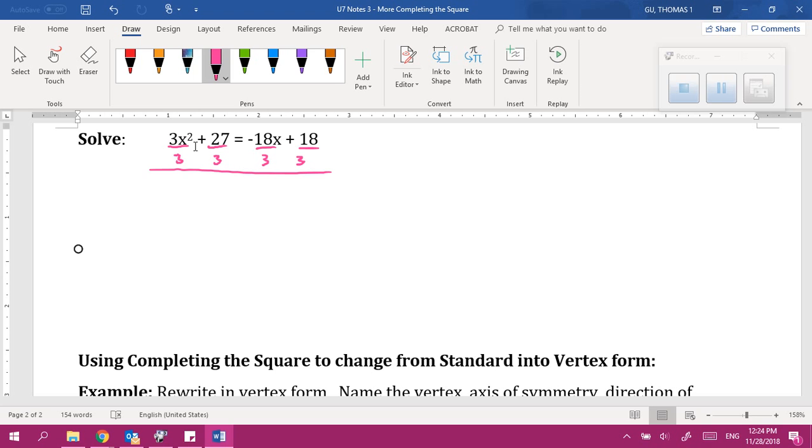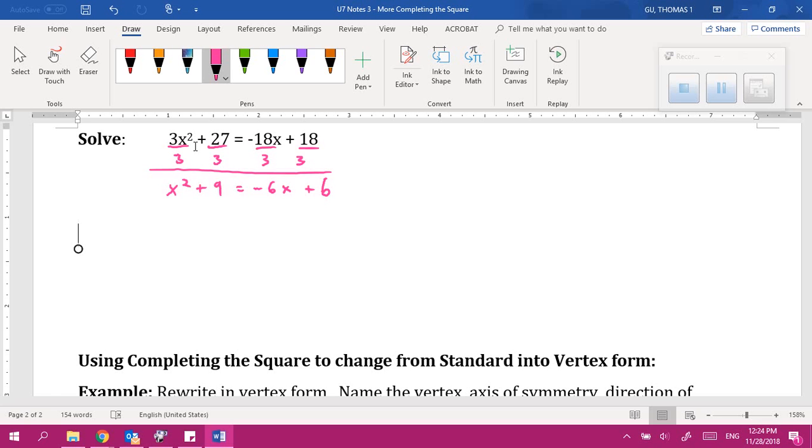What's my new equation? X squared plus 9 equals negative 6x plus 6. That's right. Okay, but now what do we want to do?